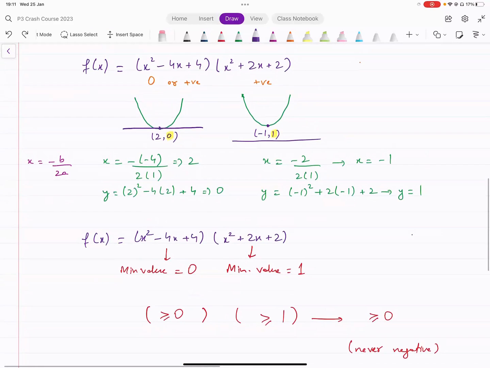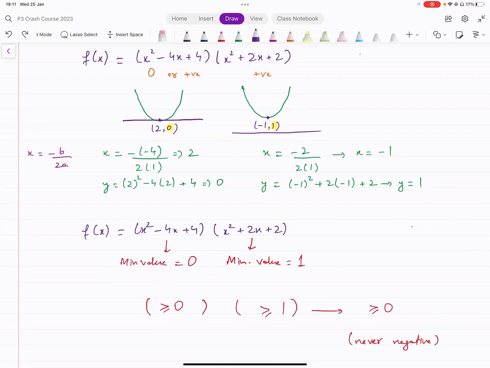Is this clear to everyone? Any questions? Make sense?